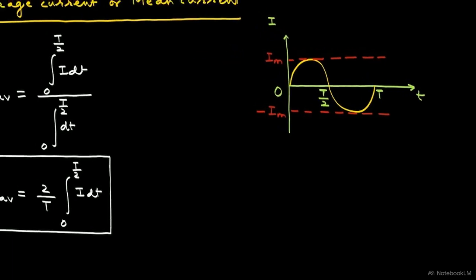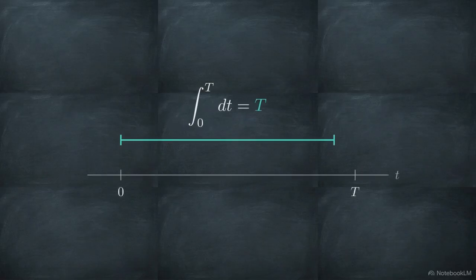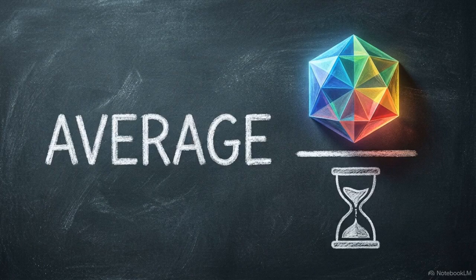For a continuous function, average current is defined by this integral formula, the integral of the current divided by the time interval. Integrating the current over time is mathematically equivalent to accumulating the total physical area under that curve. The denominator is much simpler. It is the total time interval we measure. This calculus formula provides a rigorous way of saying that the average is the total geometric area divided by the total time.